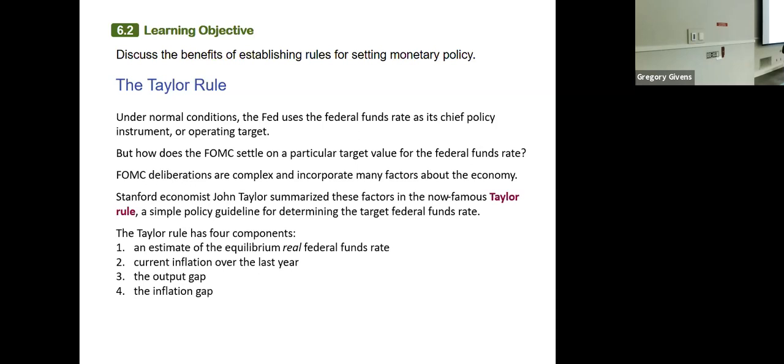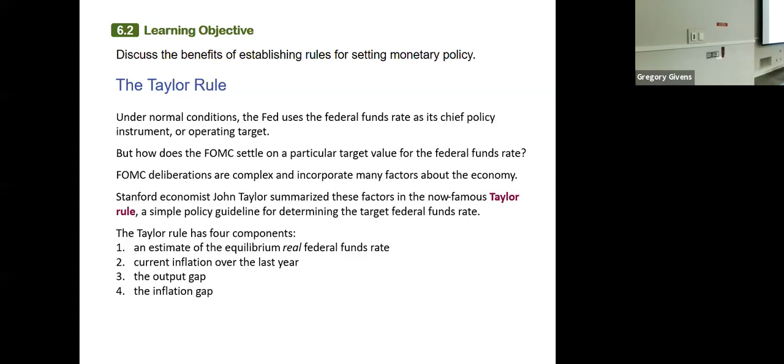The first one is the most complicated. The last three are pretty easy to understand. First is an estimate of something called the equilibrium real federal funds rate. Now, what is that? Well, the real federal funds rate is just the nominal funds rate minus the rate of inflation, right? That's the real federal funds rate. But what is the equilibrium real funds rate? That's what the real funds rate would be equal to if output was equal to potential in the long run.